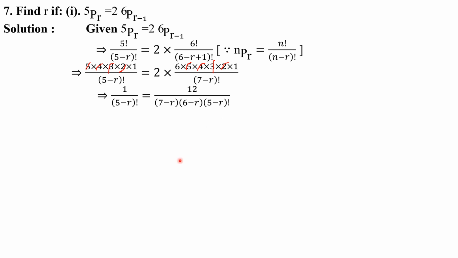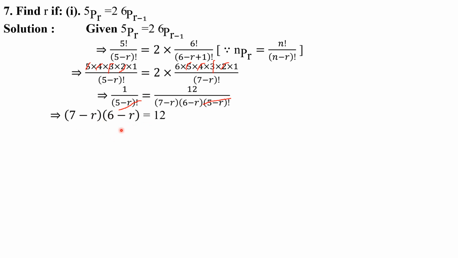Please remember this point. Now here in the denominator on both sides (5 minus r) factorial is there. So we can strike out (5 minus r) factorial on both sides in the denominator. Okay, my children. Then finally what will you get? Yes, this implies (7 minus r) into (6 minus r) is equal to 12. By cross multiplication we get (7 minus r) into (6 minus r) is equal to 12.